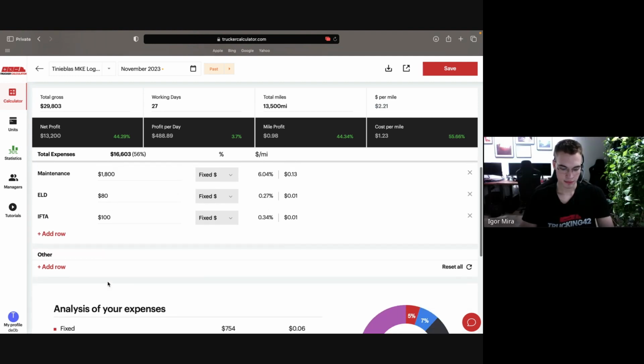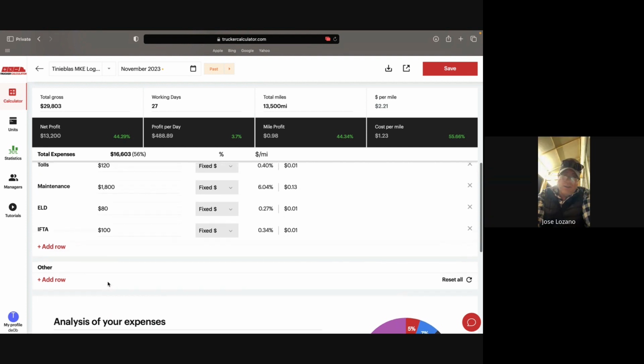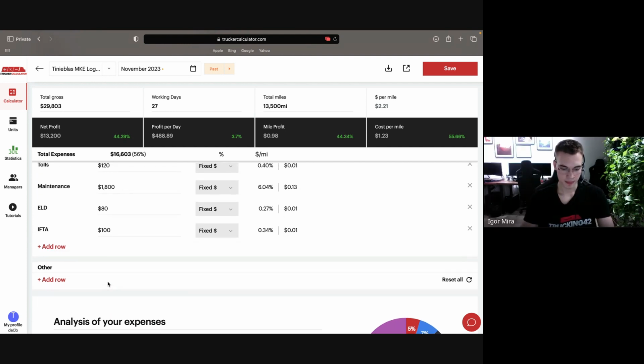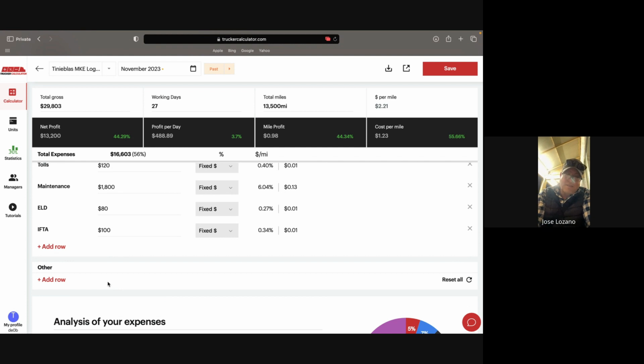If you don't go to New Mexico, New York, Kentucky, those are separate states. You have to do a separate IFTA for New York, Kentucky, and New Mexico. And I think we can do that.